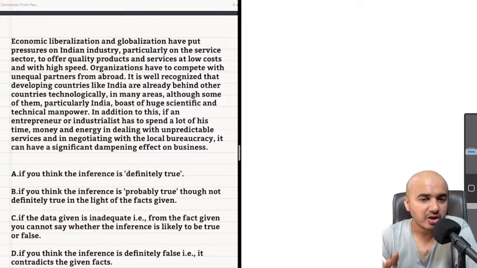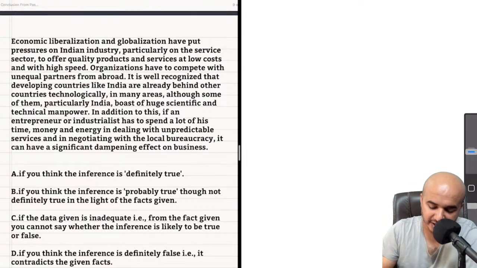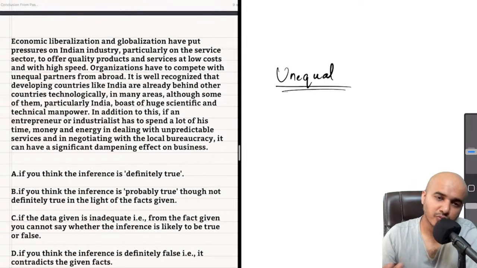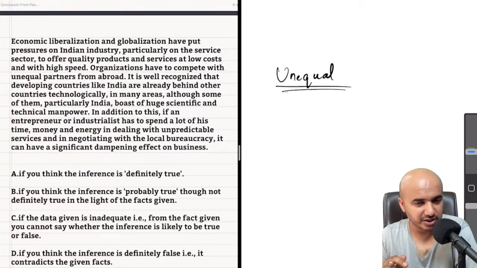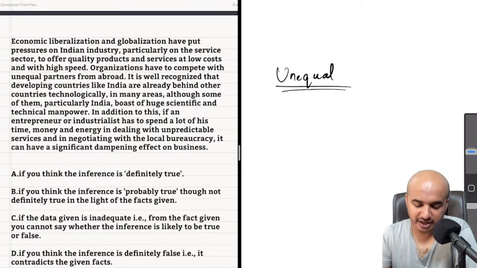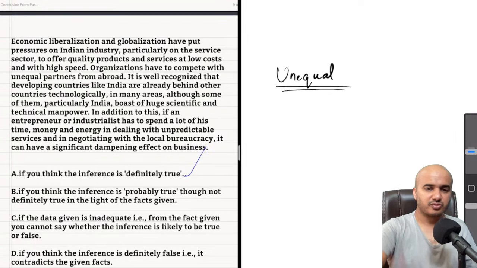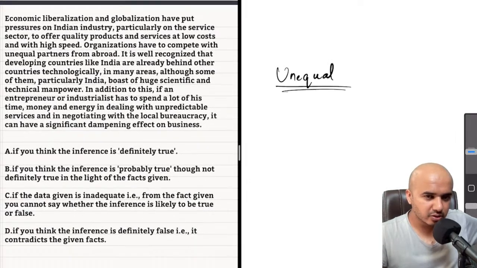We are not able to provide quality service in good time, whereas the foreign companies can do, because very clearly he mentions unequal competitors. So if they are unequal competitors, that means they have more facility compared to us, and they can do this in a shorter period of time compared to us. So therefore I will go with definitely true based on the first two sentences in the passage. Moving on, let's look at the inference.